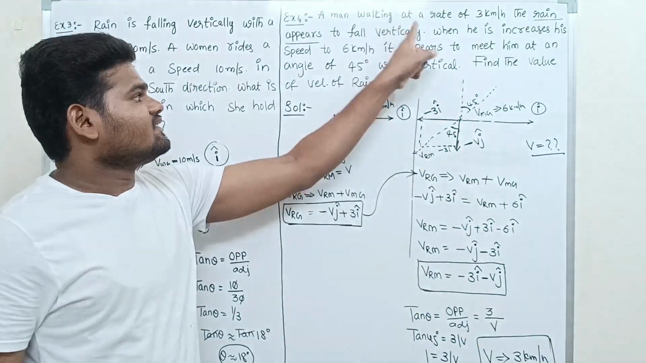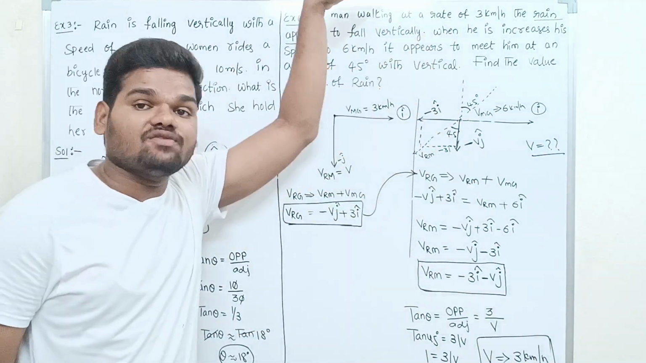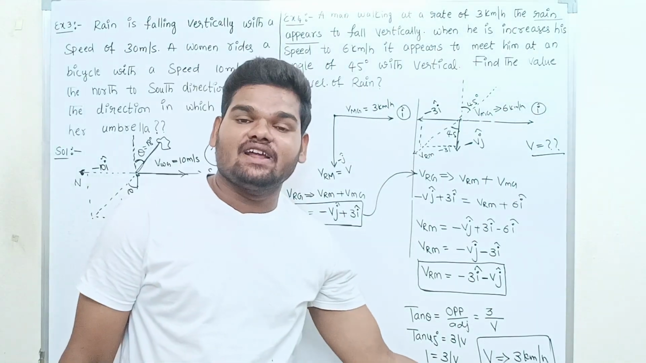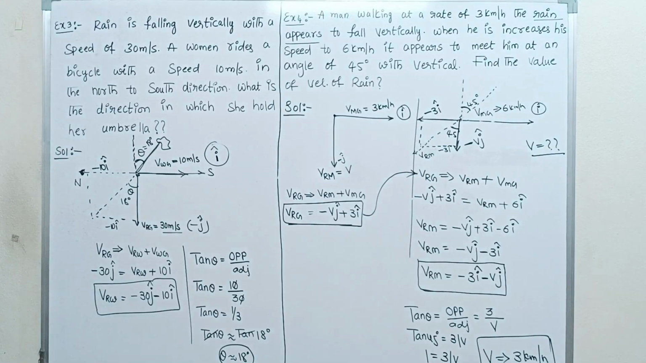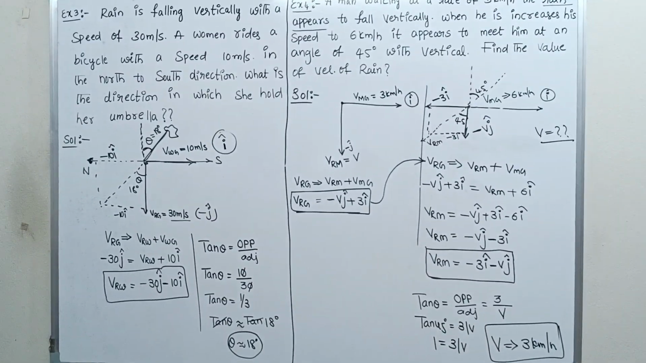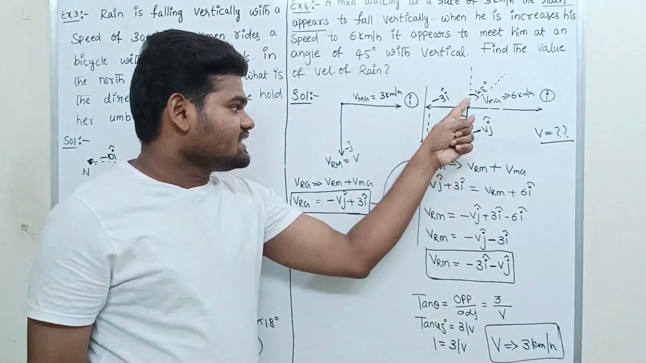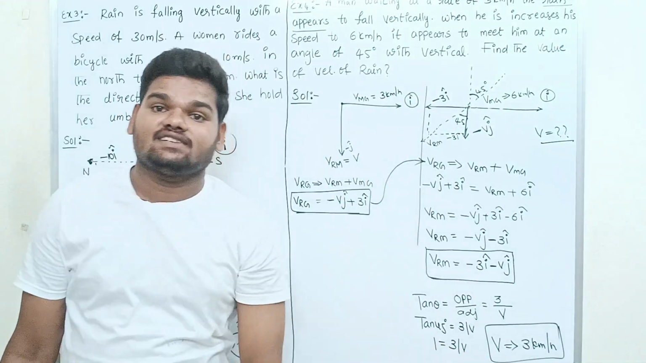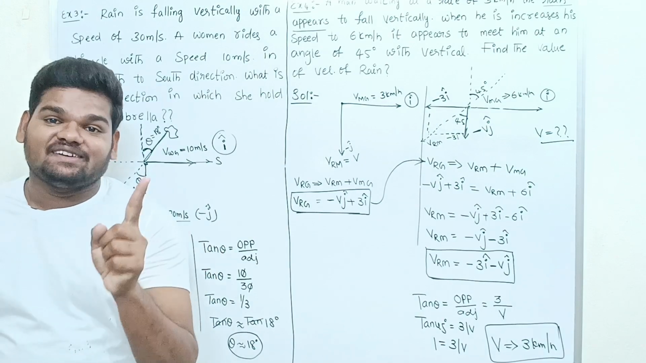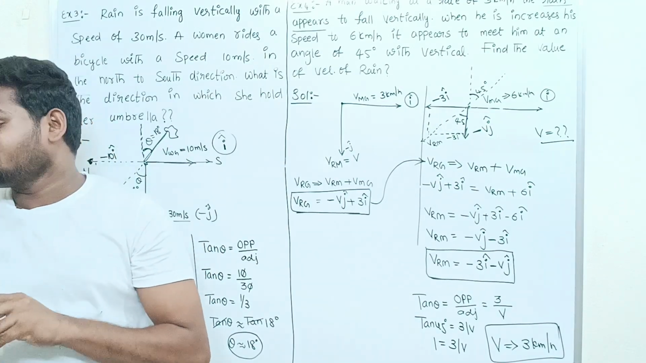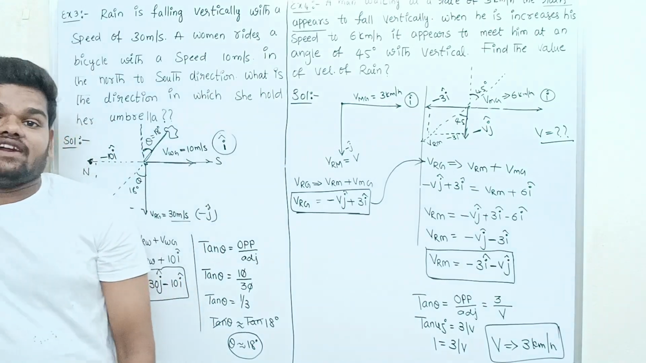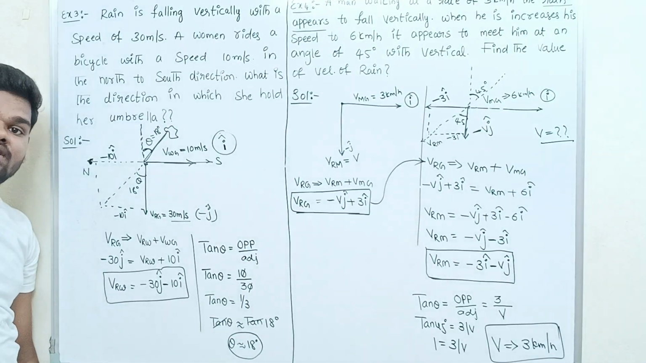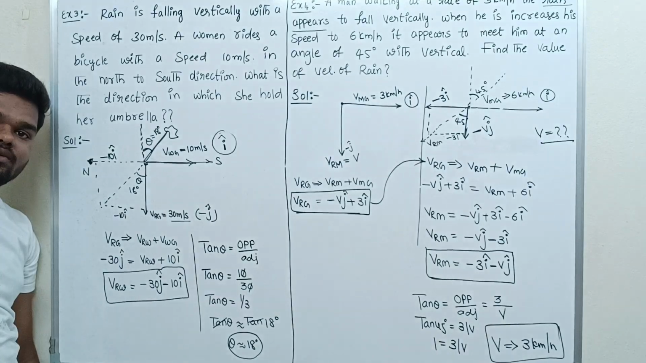So we got the velocity of rain, which is falling vertically in the downward direction, as 3 kilometer per hour. Are you able to see the board? So this is the velocity of rain, which is falling in the vertically downward direction. Is it clear? Any doubt? Just pause the video and write the solution. 3, 2, 1, go.